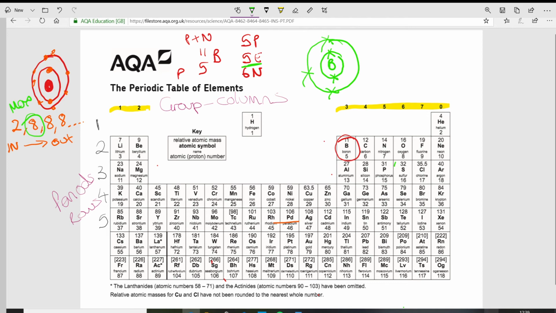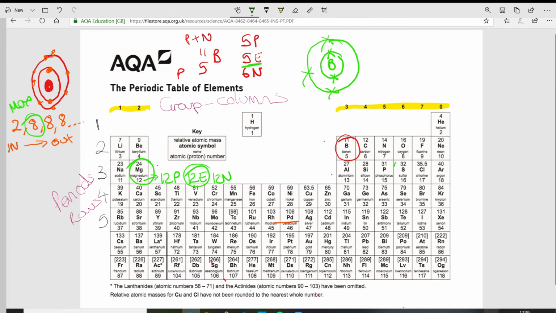Let's have a look at magnesium. So magnesium is nice and easy, 12, 24. That means it's got 12 protons because of the number 12. Because of that, it also has 12 electrons. And because 24 take away 12 is 12, it's also got 12 neutrons. So that's nice and easy.